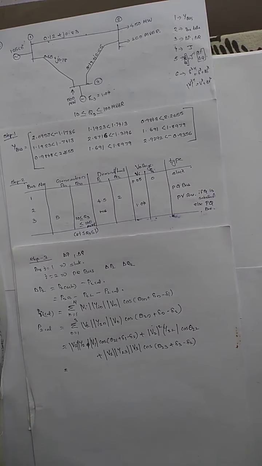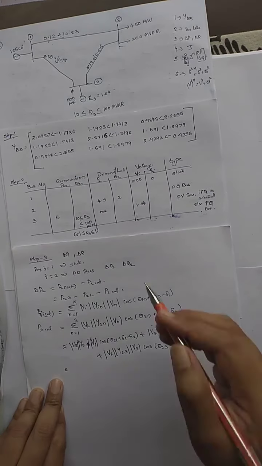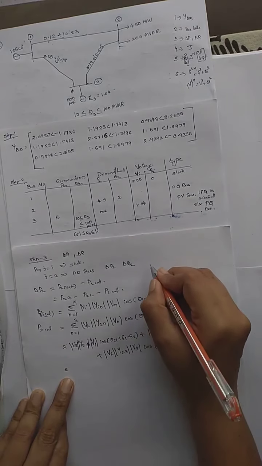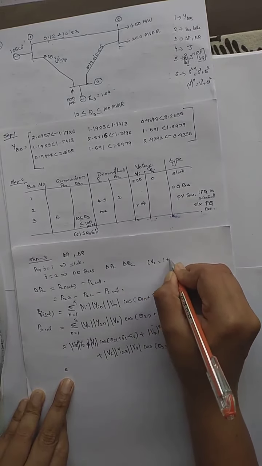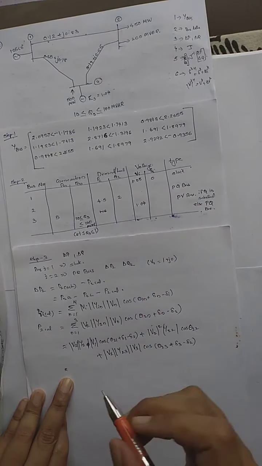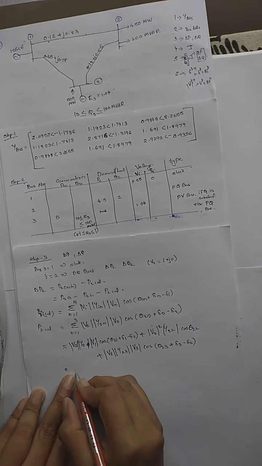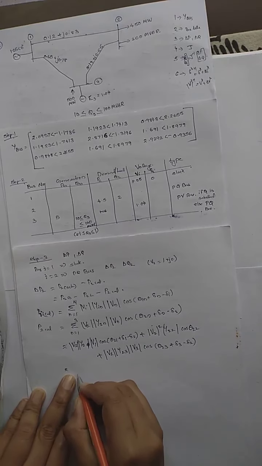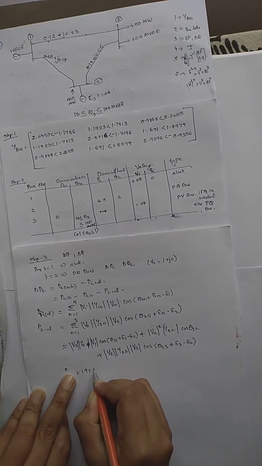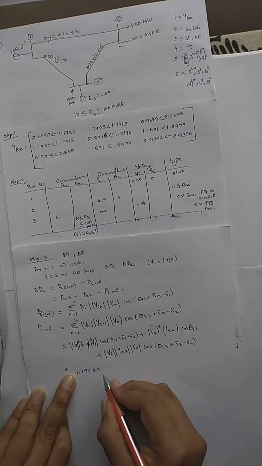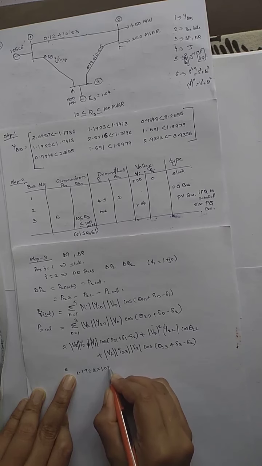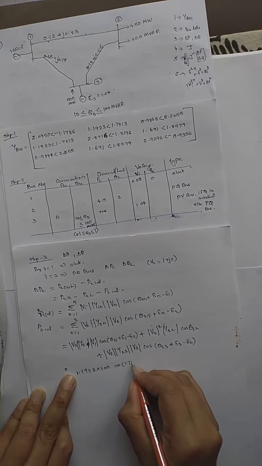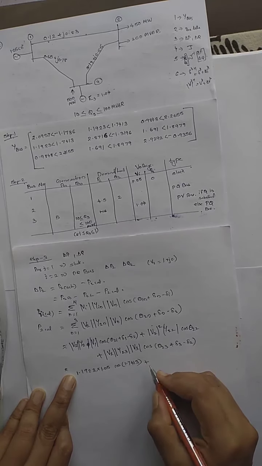So what is the value of V2? This is a PQ bus, so we will take the V2 value as 1 plus j0, or 1 angle 0. So 1 into, what is Y21? Y21 value will be 1.1923 into V1 value, which is 1.05, cos of theta 21 value, which will be 1.7413, plus what is V2 square value?